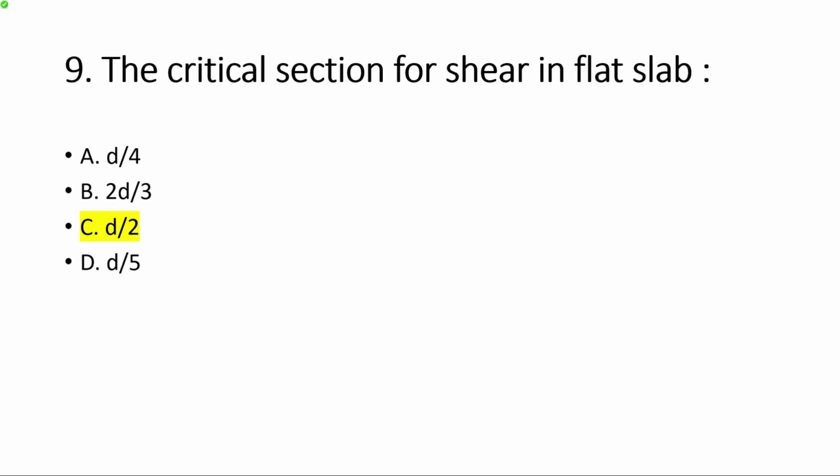The critical section for shear in flat slab. Okay, we know the critical section for shear in flat slab is at a distance of d upon 2 from the periphery of the column. Where d is the effective depth of the section. So option C is correct. You have to remember the critical section for shear in flat slab is d upon 2 distance from the periphery of the column. Okay, so move on to the next question again.